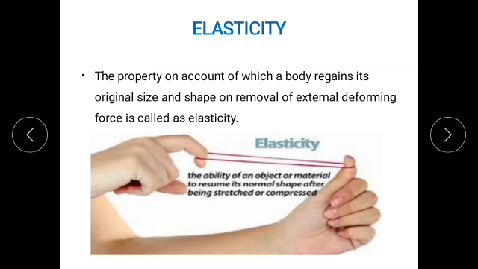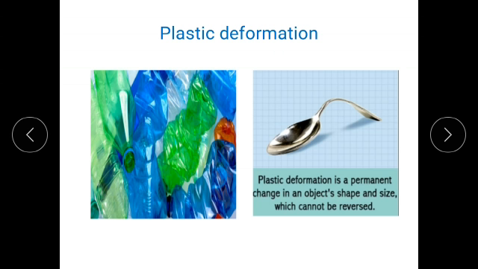Or in other words, we can say that it is the ability of an object or material to resume its normal shape after being stretched or compressed. That property is called elasticity. And opposite to that, there is another property of a body, called plasticity.